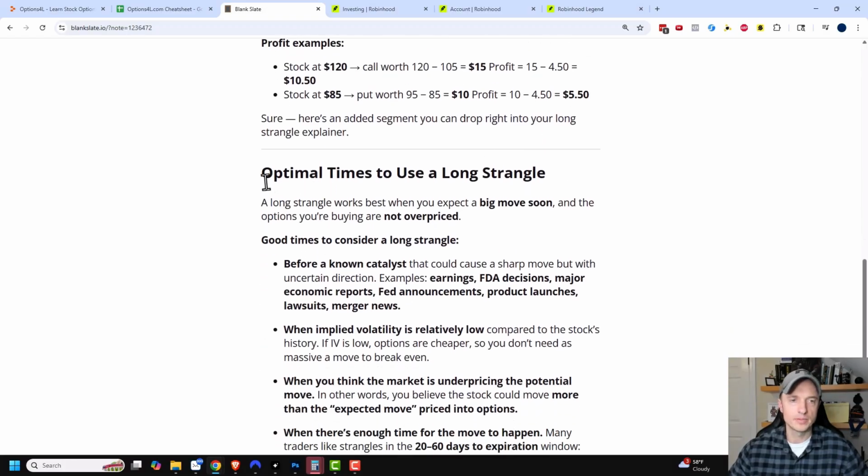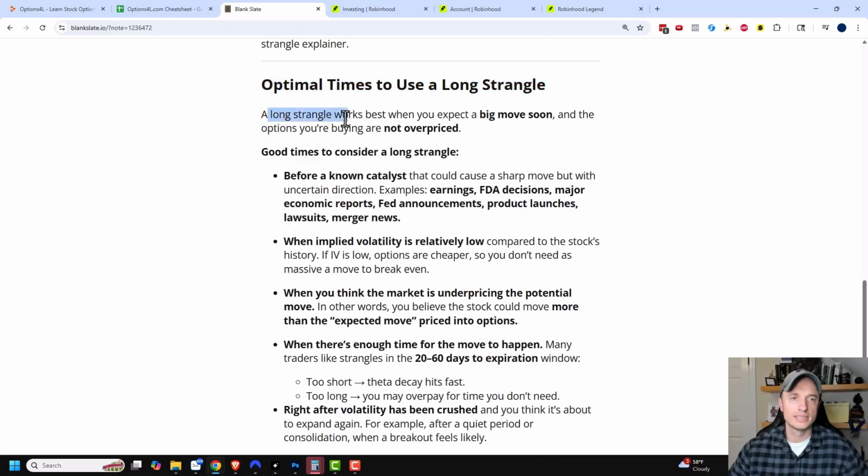Hop on down to the optimal times. A long strangle works best when you expect a big move soon and the options you're buying are not overpriced. So a good time to consider a long strangle is before a known catalyst that could cause a sharp move but with uncertain direction. For example, earnings, FDA decisions, major economic reports, Fed announcements, product launches, lawsuits, and merger news.